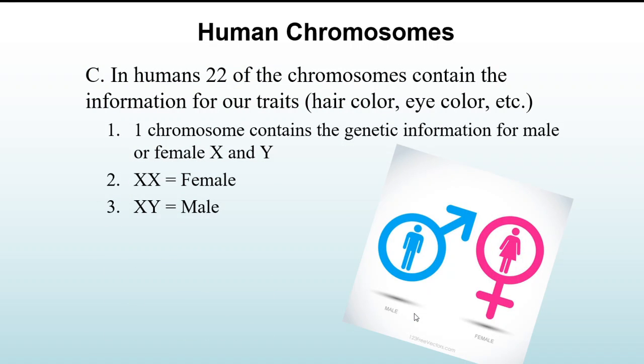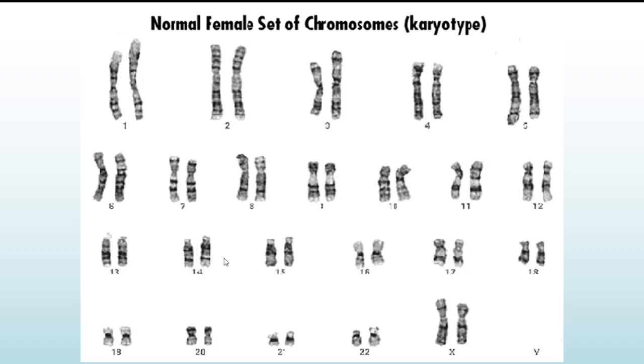Okay. So in humans, 22 of the chromosomes contain the information for our traits, hair color, eye color, etc. And then that 1 chromosome we just talked about is our sex chromosome. That's all that codes for. And so XX is female and XY is male.